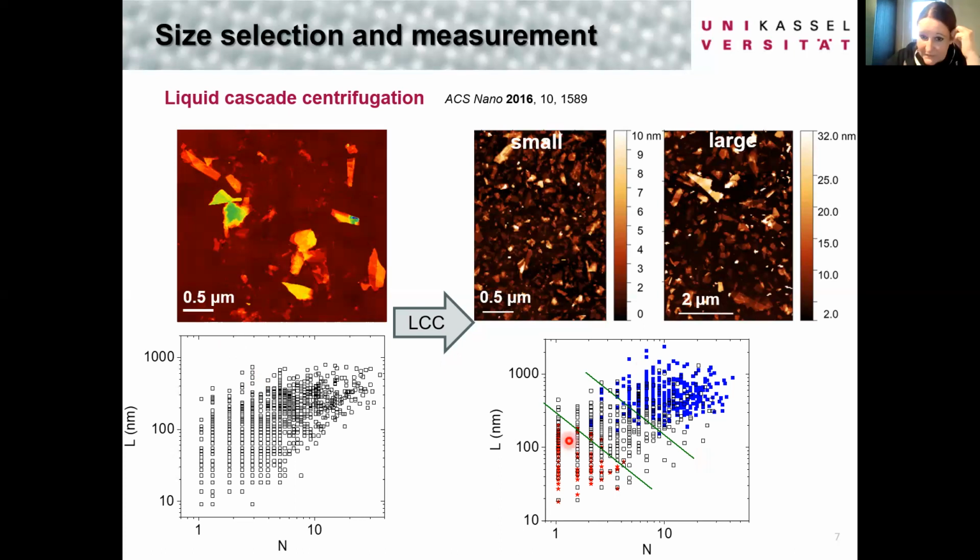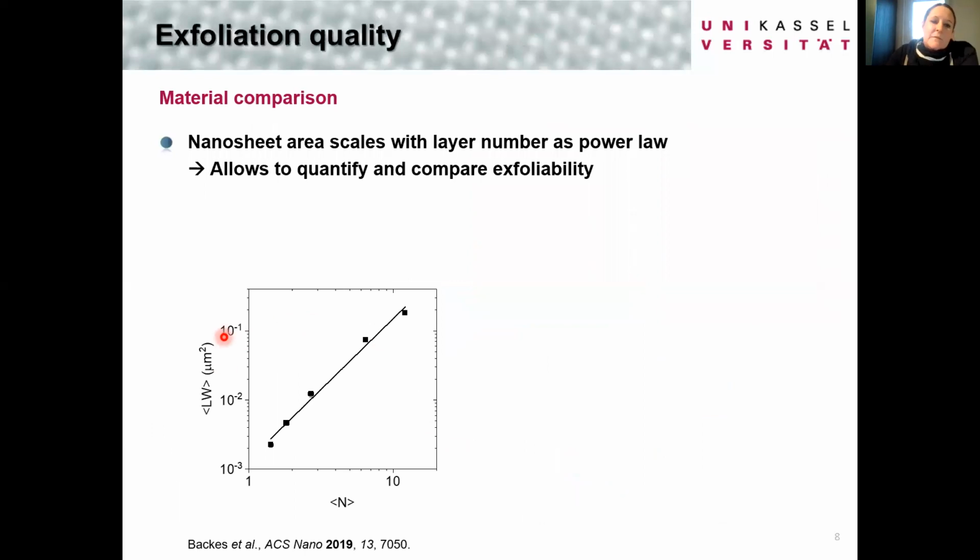To look at this, it's not so convenient to always look at these data clouds. It's sometimes better to look at the averages of the fractions. So what we will do in the following, we will take the arithmetic mean of length and thickness, and all red data points will collapse into one data point, which is the mean. So when we do that for the very same data, area plotted as function of layer number, we can see that there is clearly a power law relationship between lateral size and layer number.